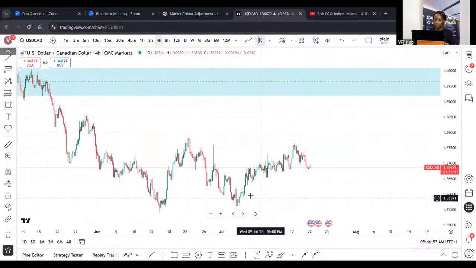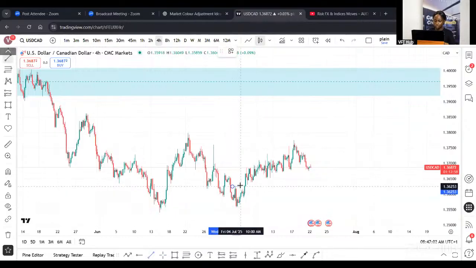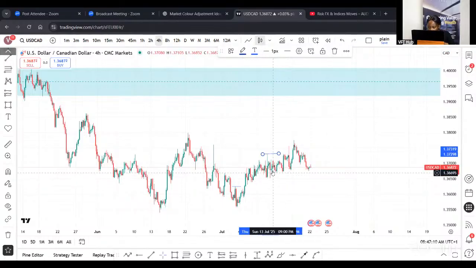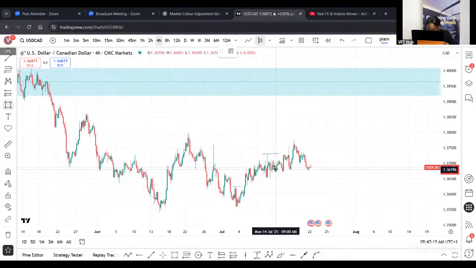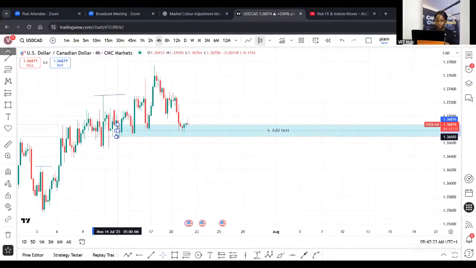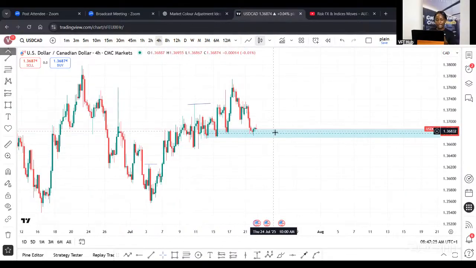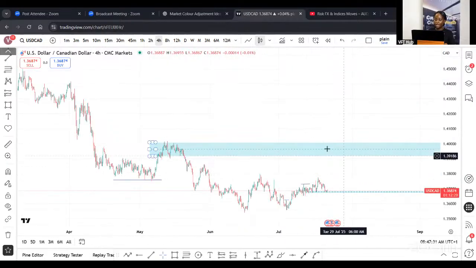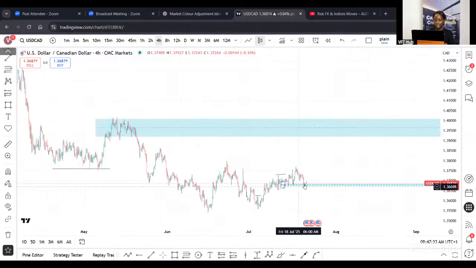So looking at this now, this is a change of character. Break of structure, a lot of choppiness, but you can see the other block here. Can we all see what I'm saying? Do you see this doji candle right here? We can all see it, right? And this is where price is. So is this level going to hold for USD CAD to buy back into this zone, or is it going to be violated? We'll be watching.